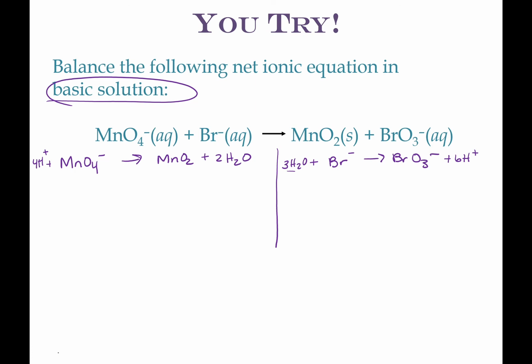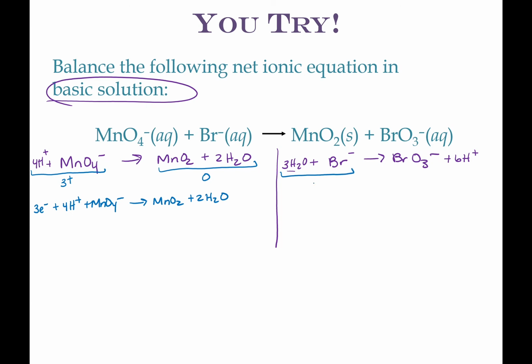So now we balance for charge. 4H plus and 1 minus gives us 3 plus. Over here we have 0. So I need to add 3 electrons to this side. So 3 electrons plus 4H plus MnO4 minus goes to MnO2 plus 2H2O. Remember, they don't have to equal 0, they just have to equal each other in the charge.